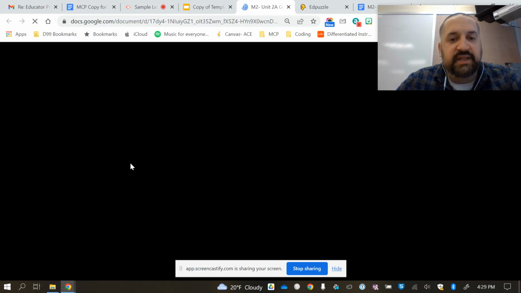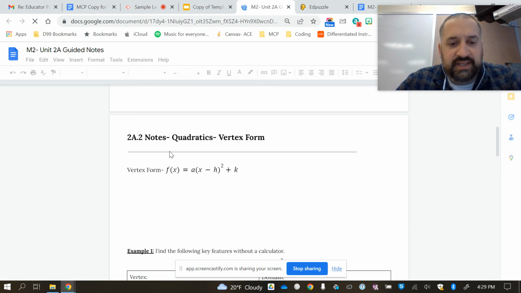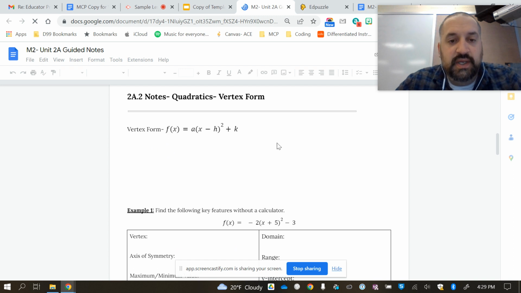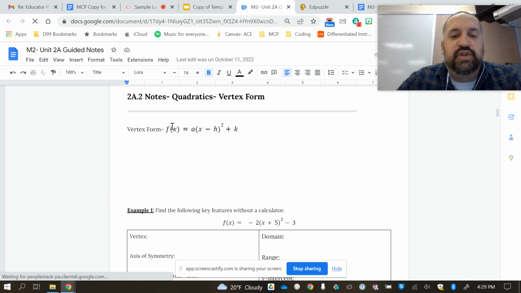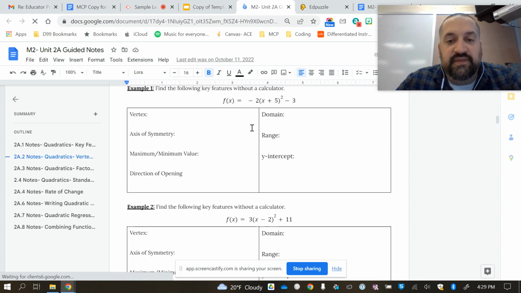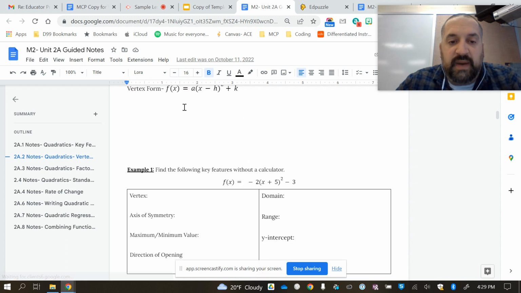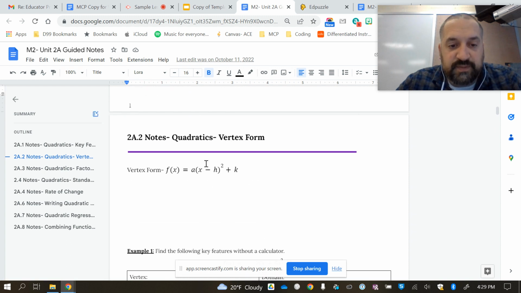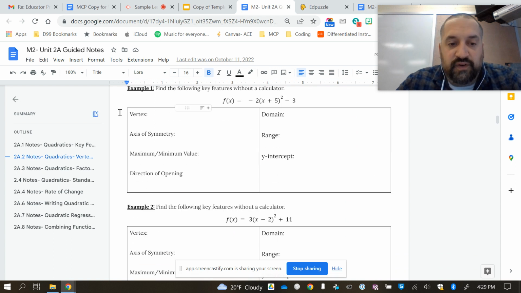But I first want to show you the guided notes. If we go down to lesson 2, we've got it right here. What I basically do is initially talk about some general things about vertex form, and then there are two examples that I give the students. The reason why I split up my video into two was that in the first video, I go over this part up here, just going over some basics, and then I cover the first 4 key features.